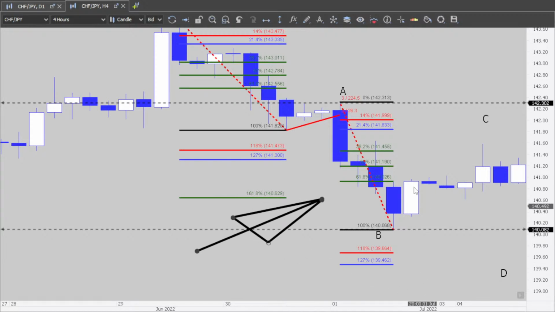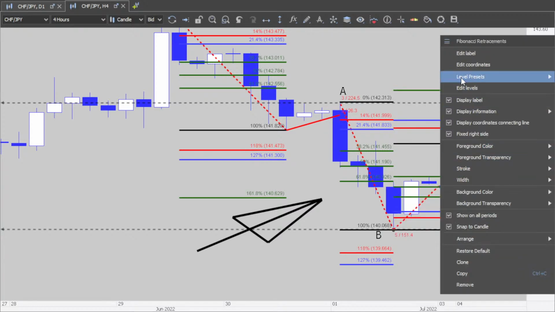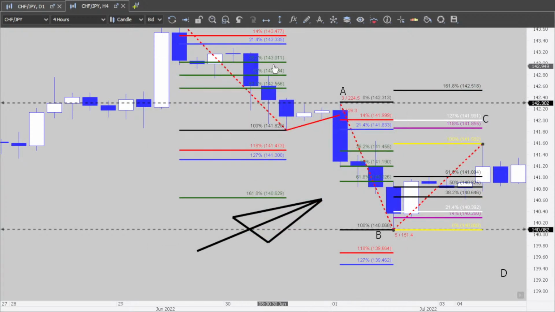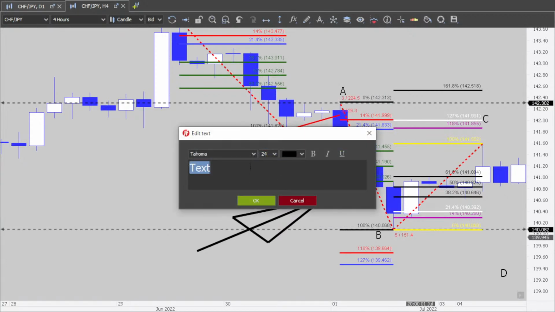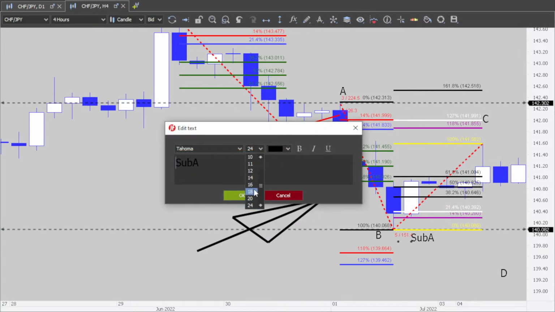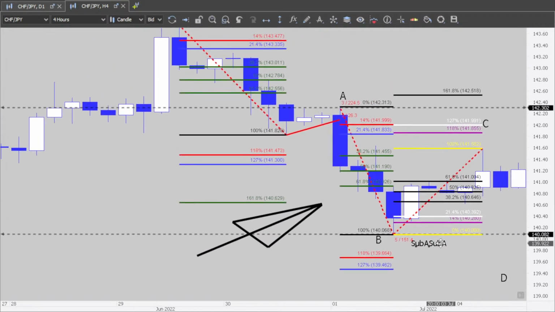Yes, we can, exactly. So we are going to draw, this is our low, this is our first low, and this is our first high as soon as possible, right? We're going to color code this differently, contrarian, right? And we're going to name it Sub A. You can also make it, edit label, you can make it smaller if you want, like 18 something, you know, sub A, and clone sub A.